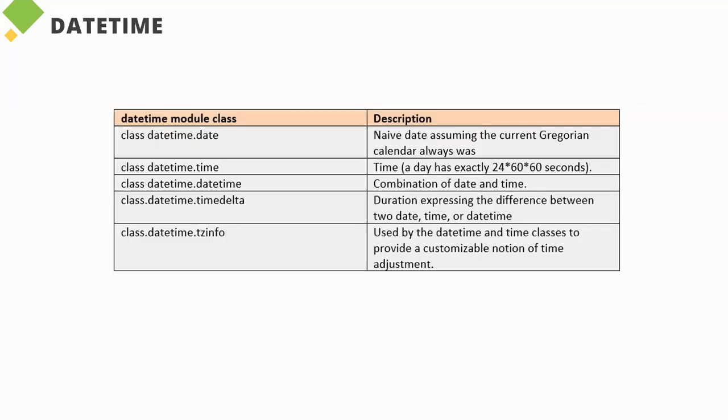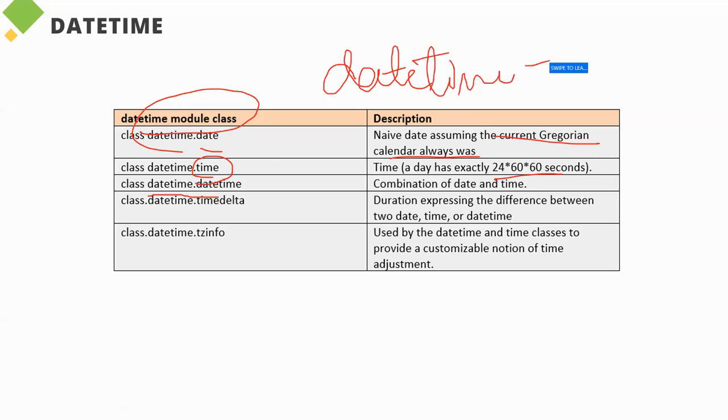If you see the datetime module, if you call datetime.date, it gives the new date assuming the current Gregorian calendar. It always follows the Gregorian calendar. And if you go with datetime.time, it gives the time. It follows the 24 by 60 by 60 format. If you go with the class datetime, it gives both date and time.